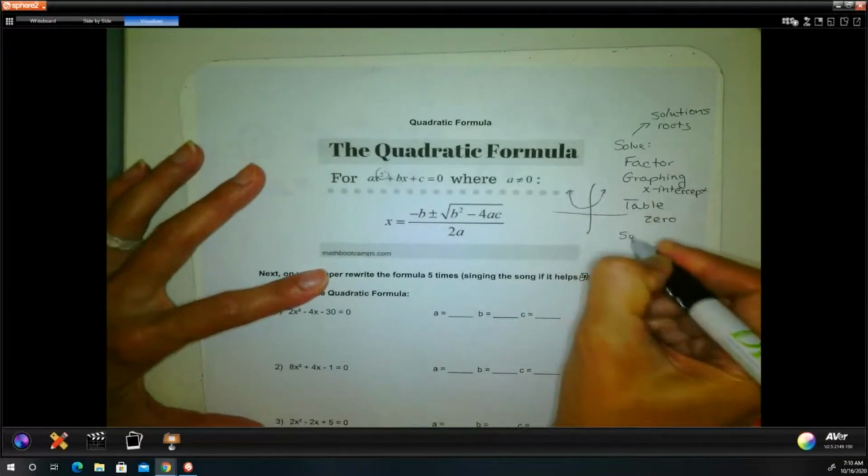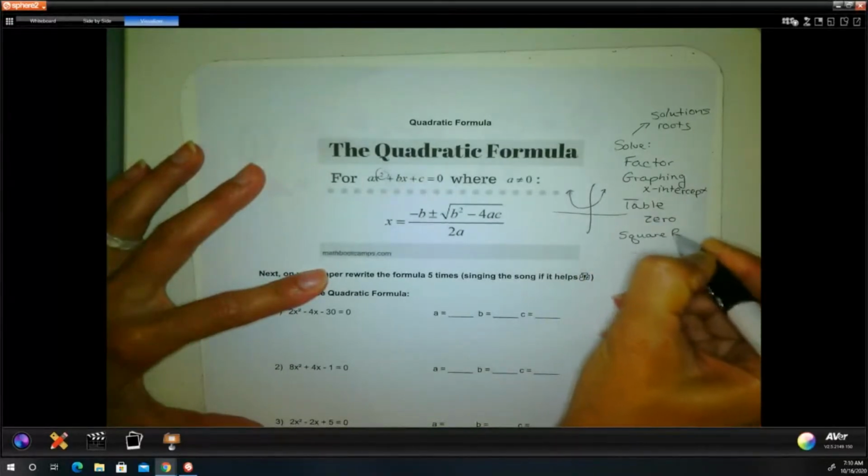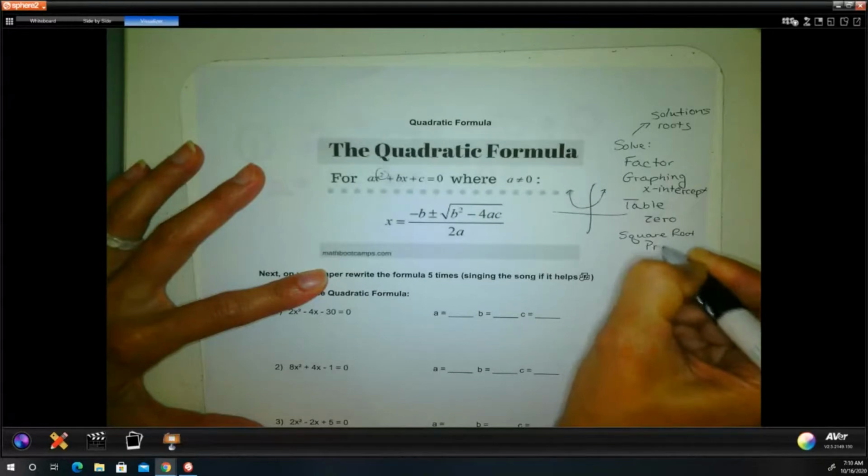We also can solve using the square root property. Sorry, I almost forgot that one.